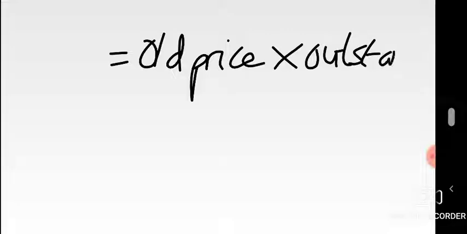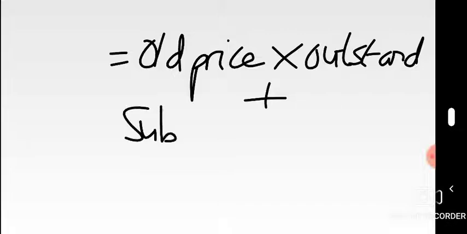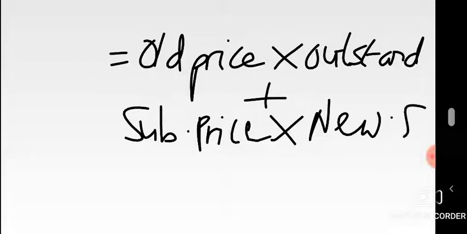Initially, if you remember part 1, we said the market value of a firm is equal to the old price, which is the price on the outstanding, times outstanding shares. Remember this formula. That's how you get market value. Plus the subscription price times new shares. So you have that formula. It's just a matter of substituting.